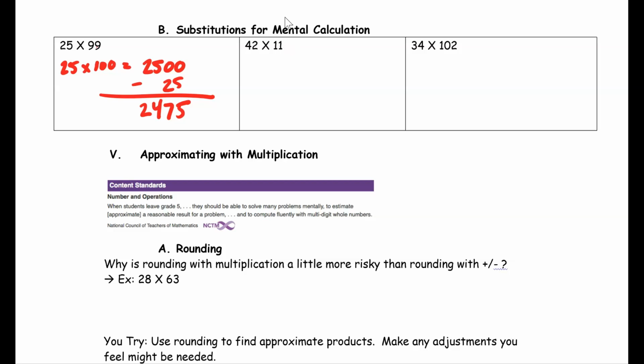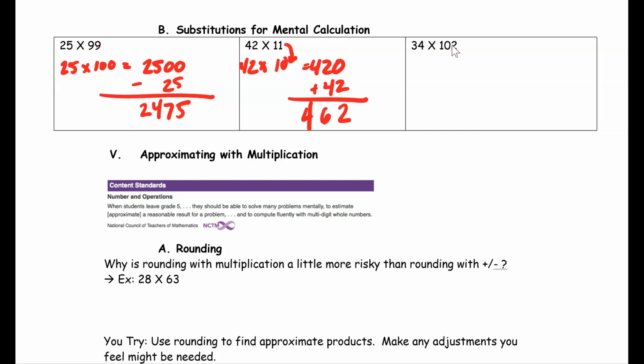Okay. So similarly, we're going to do this one. Instead of 11, 11 is really close to 10. So I'm just going to do 42 times 10, and you get 42 plus a 0, 420. And then ask yourself, well, how did that change? So instead of 11 42s, now I only did 10. So I need to add in a 42. I didn't do enough, so I'm going to add a 42 to compensate, and you end up getting 462.